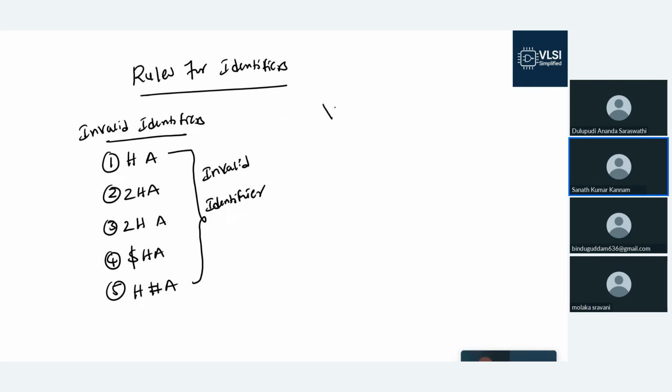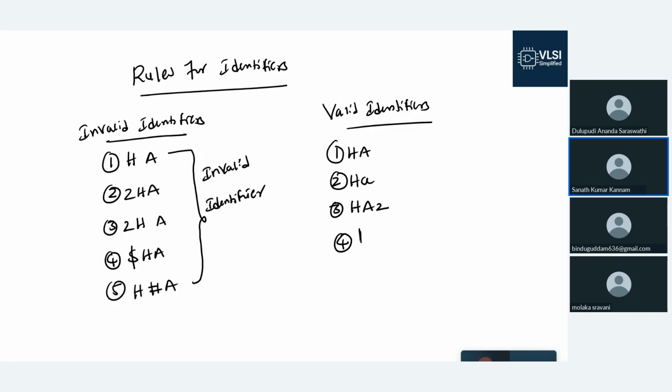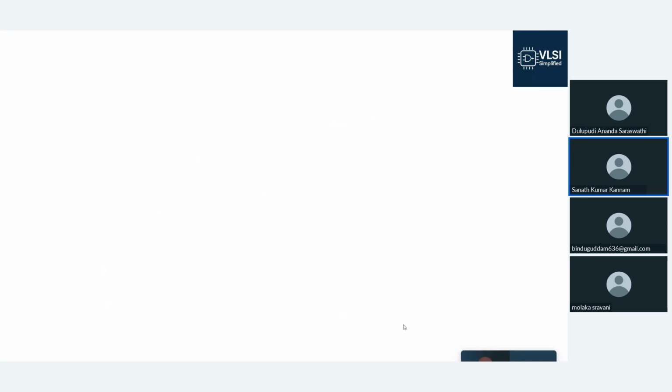So what are the valid identifiers? Valid identifiers are HA, you can write H small a, HA2, underscore HA, or HA underscore, H underscore A. These are the valid identifiers.